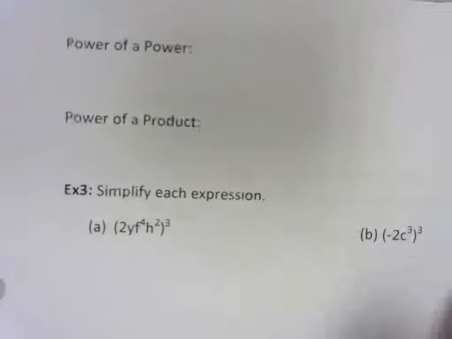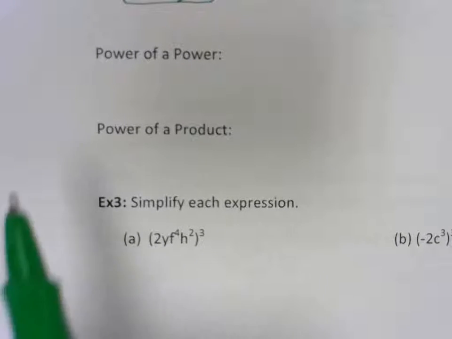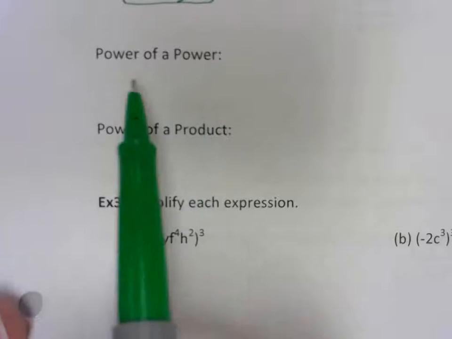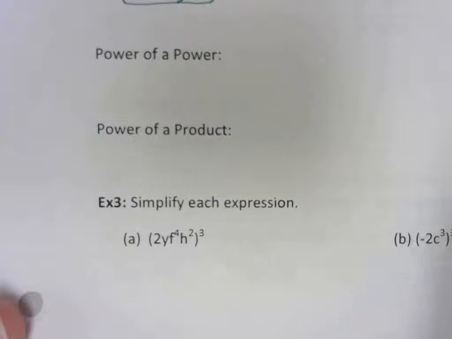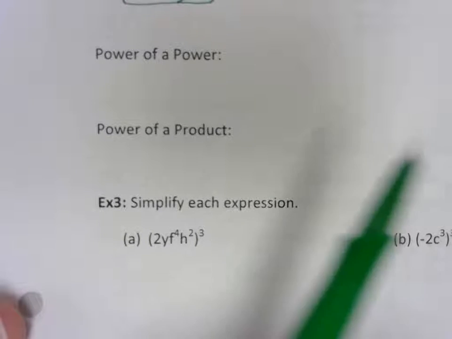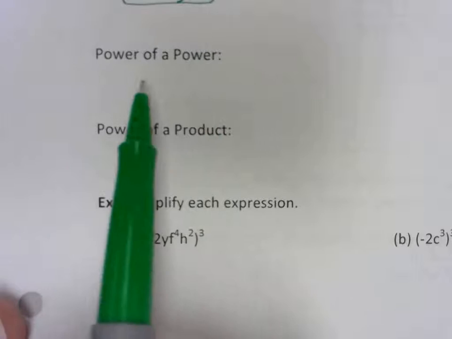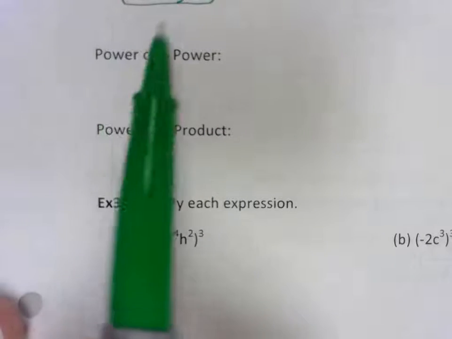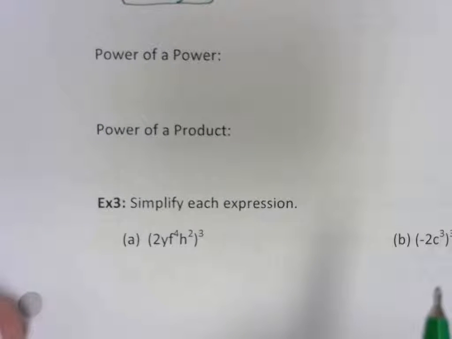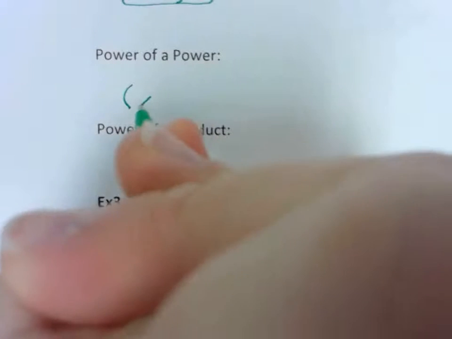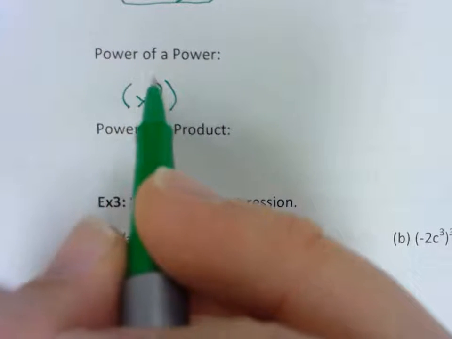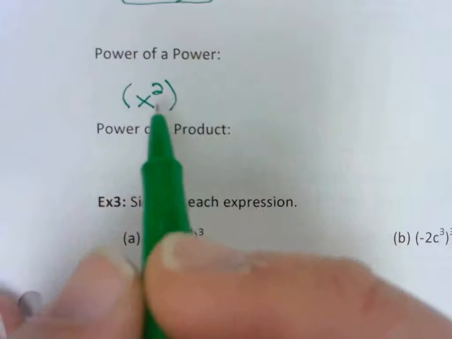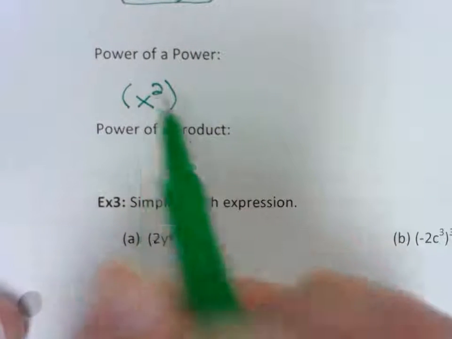Power of a power. Let's think about it. We know what a power means. Power means exponent. So what does that mean if I have a power of a power? I don't see product in here anywhere. How many exponents will I probably have? If I have x to the 2nd, I have that raised to a power, and then I have another power. So I'm going to have another what? Yeah, exponent on the outside.